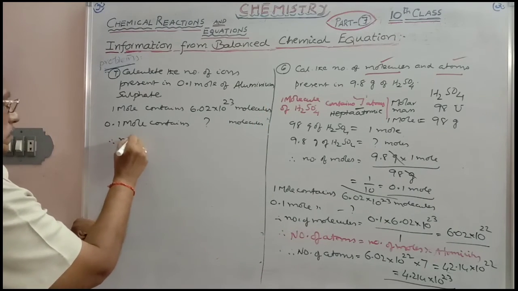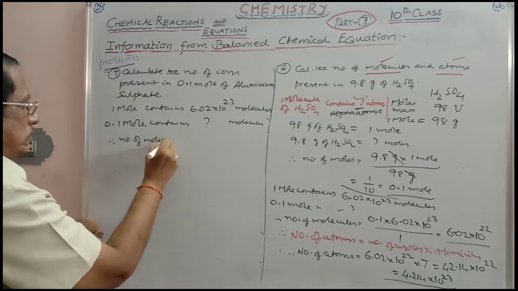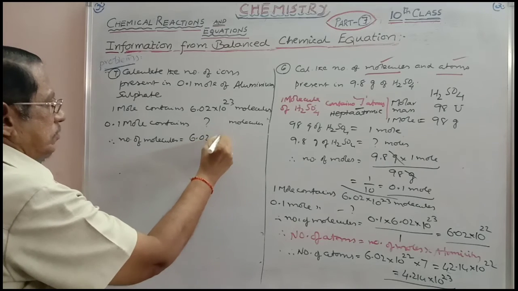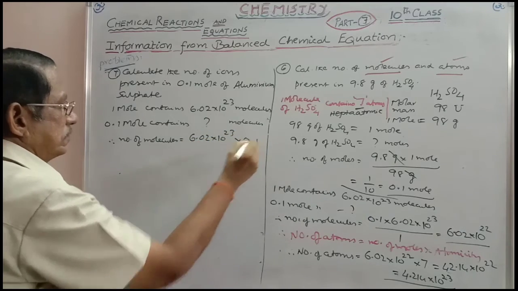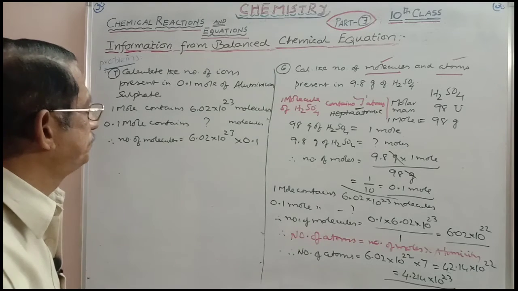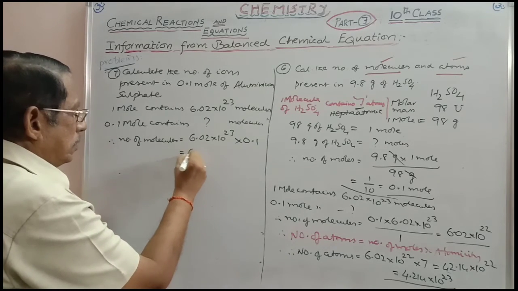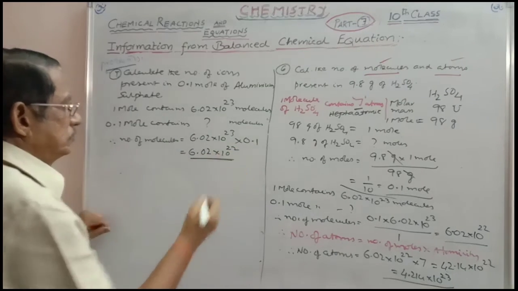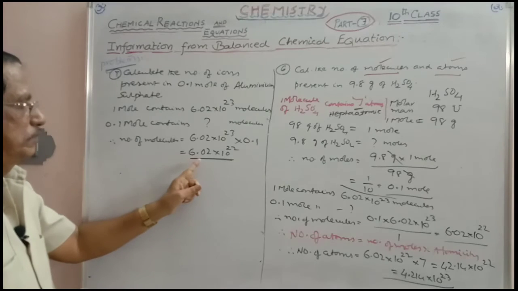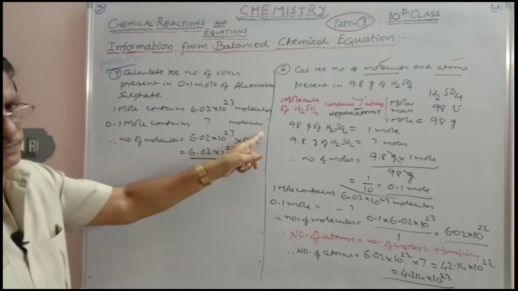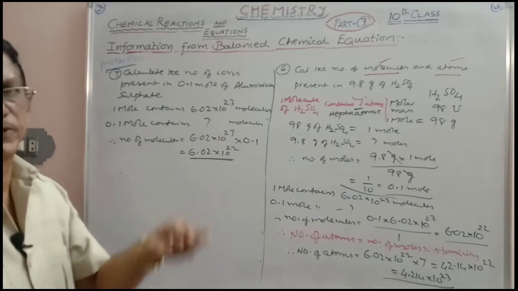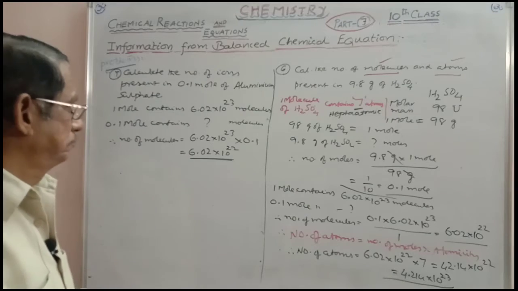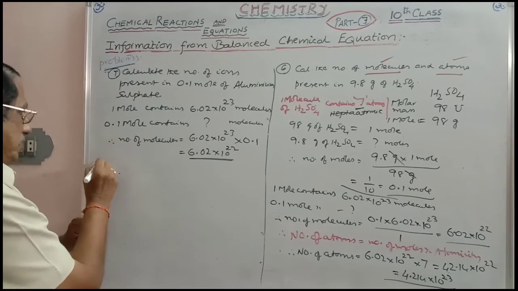Therefore, number of molecules is equal to 6.02 into 10 to the power 23 into 0.1. Mole cancel. So this is equal to 6.02 into 10 to the power 22 molecules. 0.1 means 10 to the power minus 1, which makes it 10 to the power 22. Okay? He is asking about the number of ions. Then you have to know the formula. Formula of aluminum sulfate is critical here.